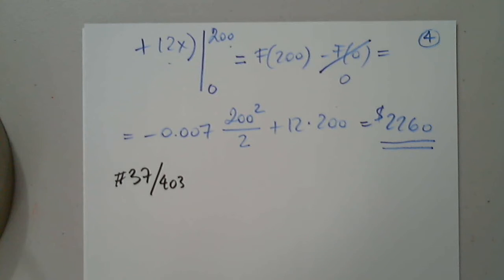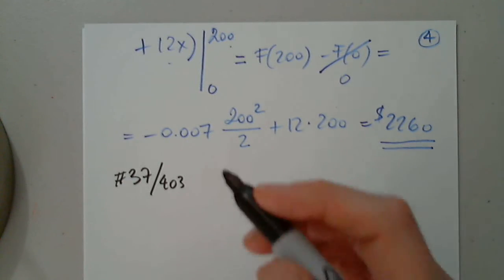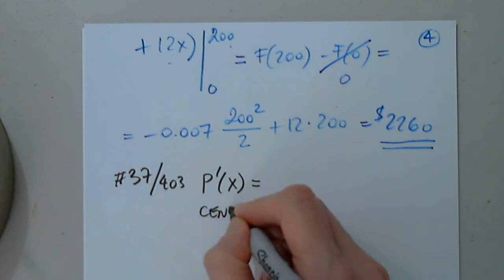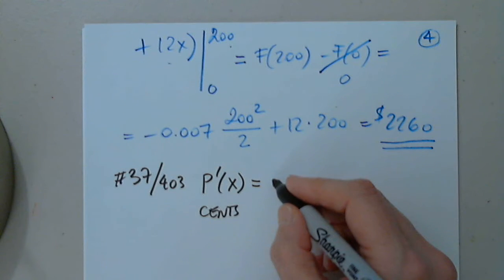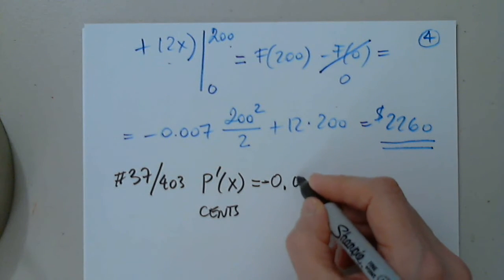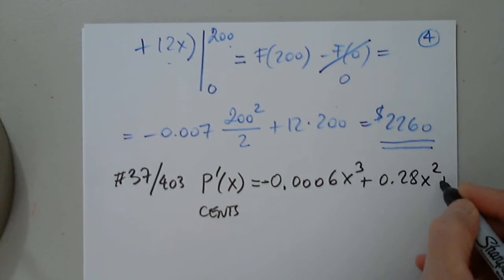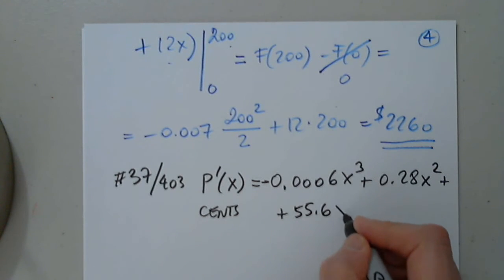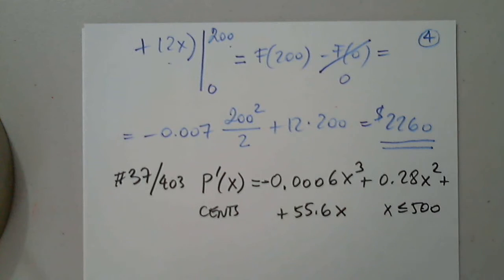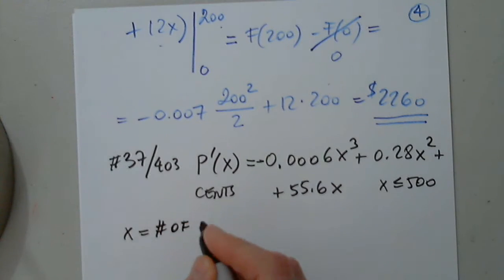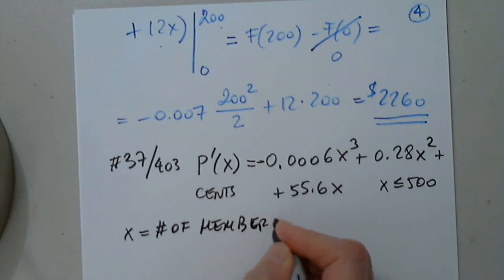So they're given some fitness company has found that its marginal profit, in cents, is given by negative 0.1236x cubed plus 0.28x squared plus 55.6x for any x less than or equal to 500, where x is the number of members currently enrolled at the health club.